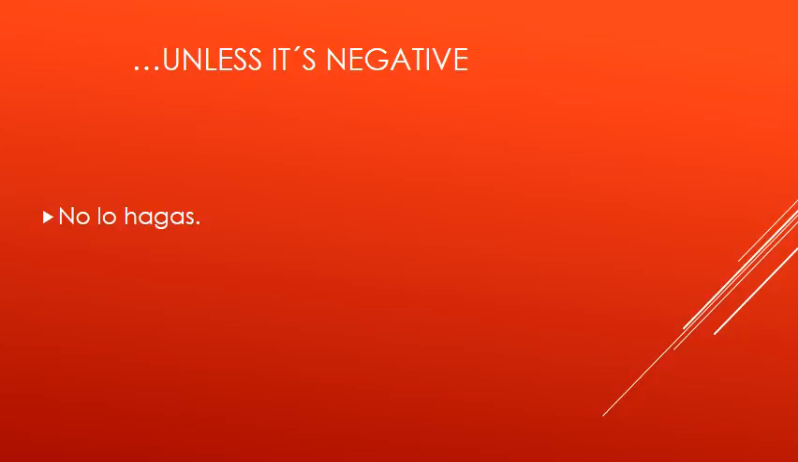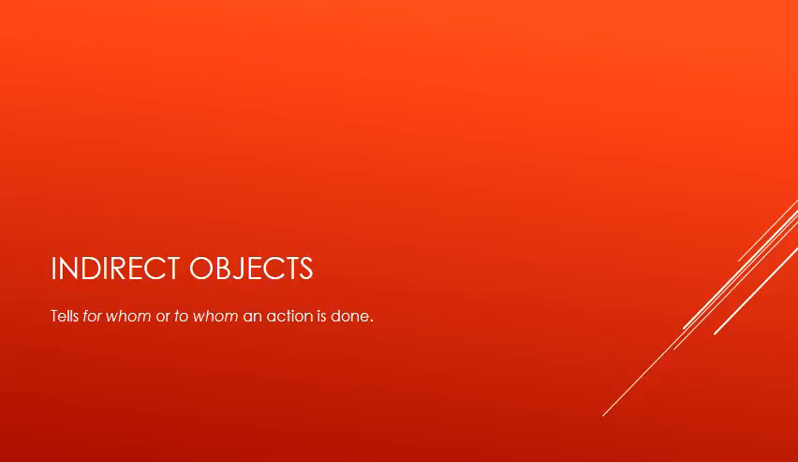Unless it's negative, no lo hagas. It goes between the no and the verb. You may want to take a break here because we're going to move on to indirect objects and their pronouns. Indirect objects tell for whom or to whom an action is done.